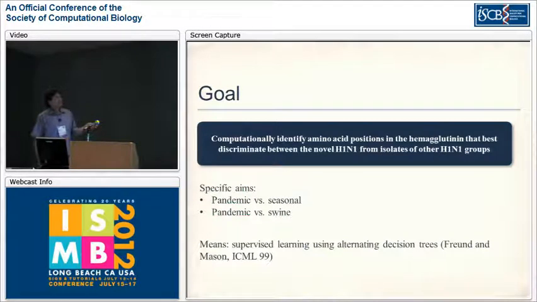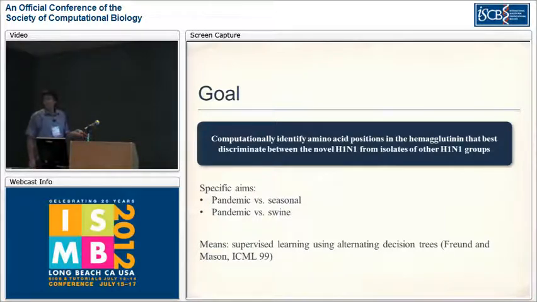So the computational goal is described here. The idea is to identify amino acid positions in the hemagglutinin that appear to discriminate between the novel H1N1 type and isolates from other groups. The specific aims would be to find the unique properties of the pandemic versus the seasonal variants, and also to discriminate between the pandemic versus groups that are in the swine itself.